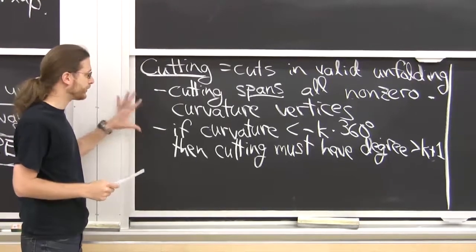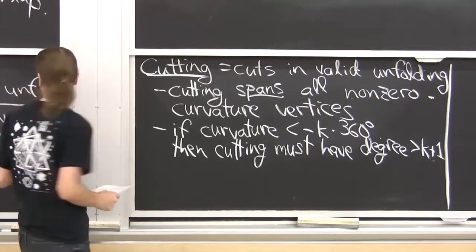That's useful. Negative curvature is basically really tough to unfold, and we'll use that to make counterexamples here.